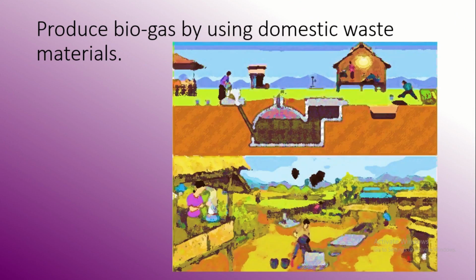Next one, produce biogas by using domestic waste materials. We can produce biogas at domestic level by using kitchen waste, plants like Salvinia, liquid cow dung, which are found in the immediate surroundings. By following this method, we can produce compost fertilizer as a byproduct.